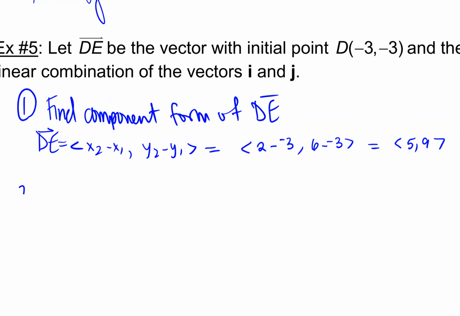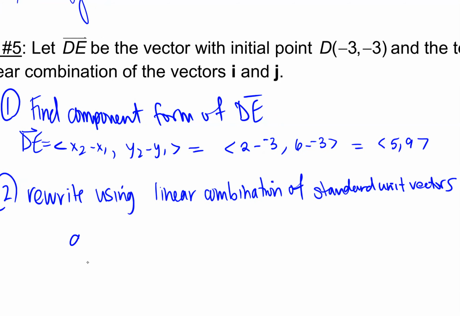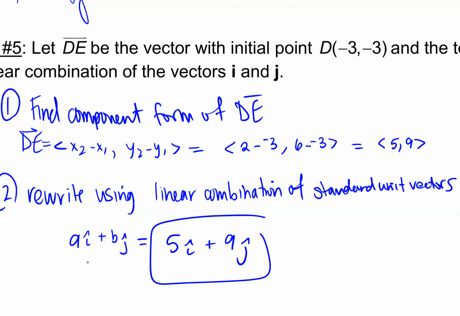Okay, next step. We must rewrite it using a linear combination of standard unit vectors. So all that means is we take a i hat plus b j hat. Take your x, which is 5, so this is 5 i hat plus 9 j hat. If this was a negative 9, right, 5, negative 9, it would be minus j hat down here, but it's not negative. So that's it.